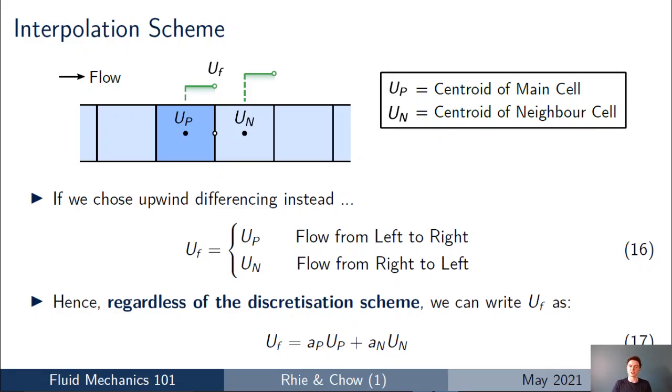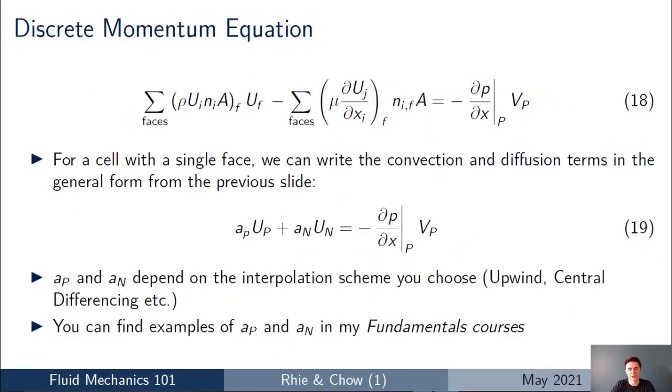Now, regardless of whether we chose the linear interpolation or the upwind differencing, which I've shown you here, you can write UF as AP plus AN, where AP and AN are coefficients that will vary depending on what discretization scheme the user chooses. But for us setting up the CFD code, it's fine for us to use this form, equation 17, it's sufficiently general. And what we can do now is go back to equation 18 and replace UF in the convection term by that AP plus AN, which we just saw.